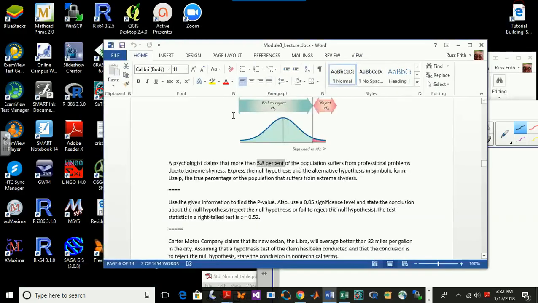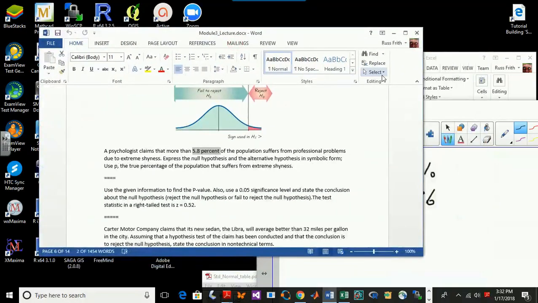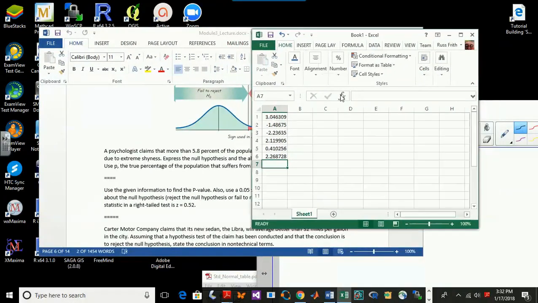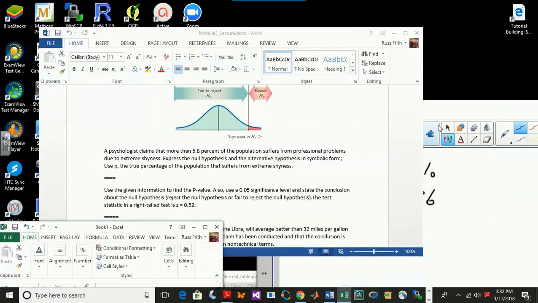What's next? Use the given information to find the p-value. Also use a 0.05 significance level and state the conclusion about the null hypothesis: reject or fail to reject. The test statistic in a right-tailed test is that. So yes, we want to find the p-value for this problem.